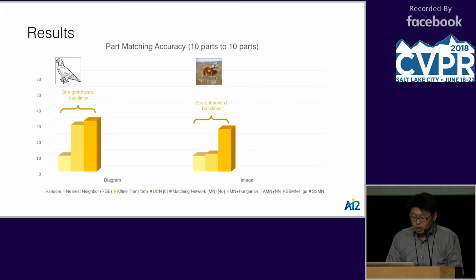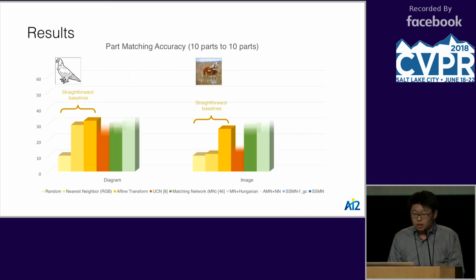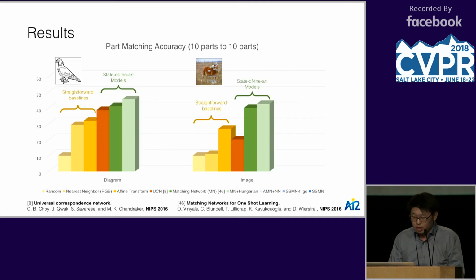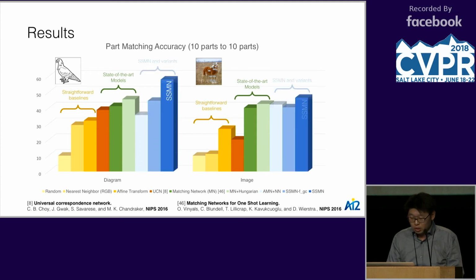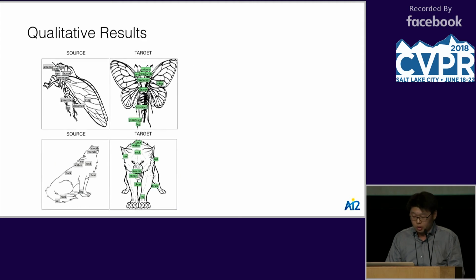In both diagram and image domains, we evaluate 3 trivial baselines and 2 state-of-the-art methods, and our extension with the Hungarian algorithm and our SSMN with the evaluated model. Our model improves the set matching accuracy by 16.8% in diagram and 6.4% in image over the state-of-the-art matching network.